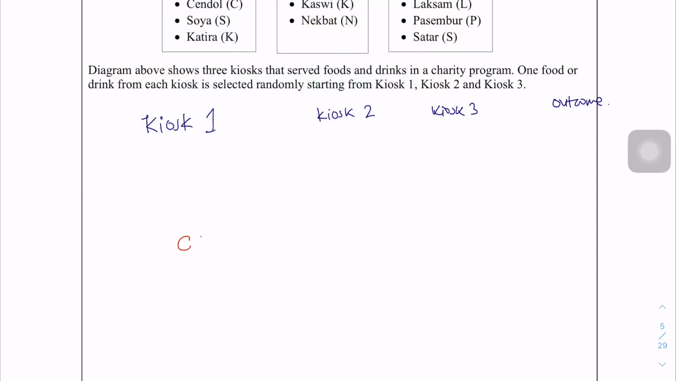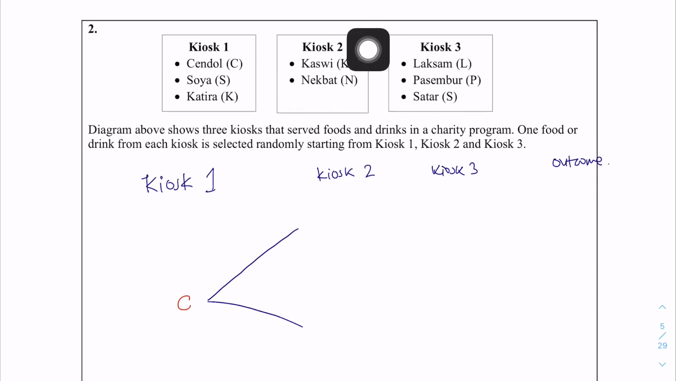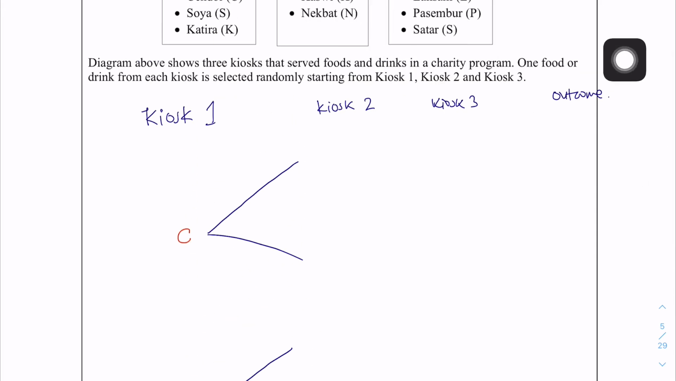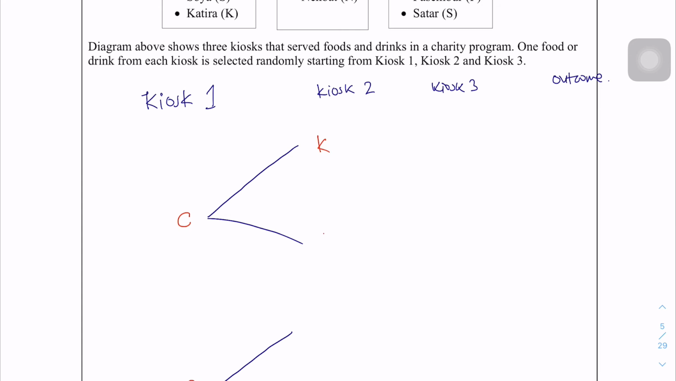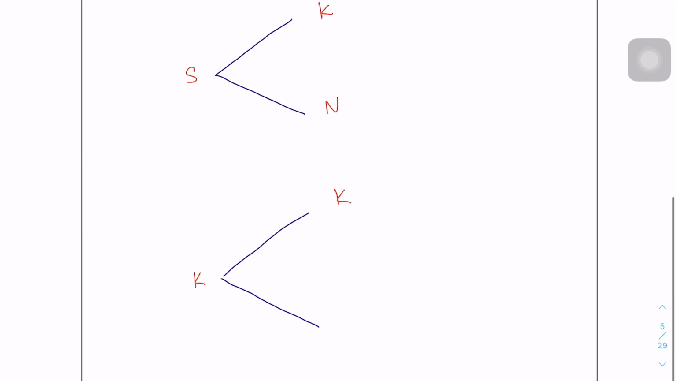And then the second kiosk, you can draw it like this. After the first kiosk, you will look at the second kiosk. Wait, I draw it nicely. The second kiosk has 2 options. You draw it for all the options after the first kiosk. So we have K and N. So K, N, K, N, K, N.